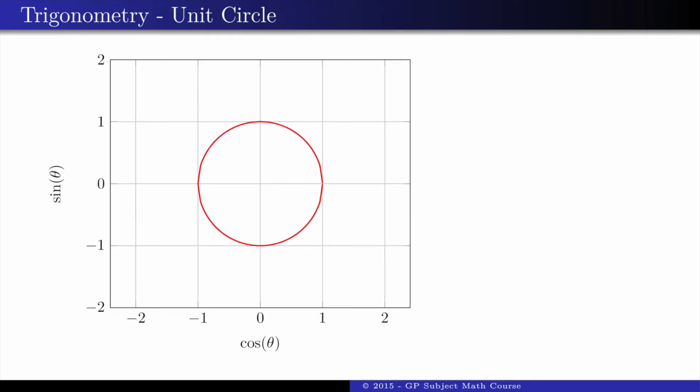Almost all the trig can be learned on the unit circle. Consider a point on the unit circle. It is characterized by an angle theta, and we can draw the right triangle with hypotenuse of length 1. The x-coordinate is cosine theta. The y-coordinate is sine theta.